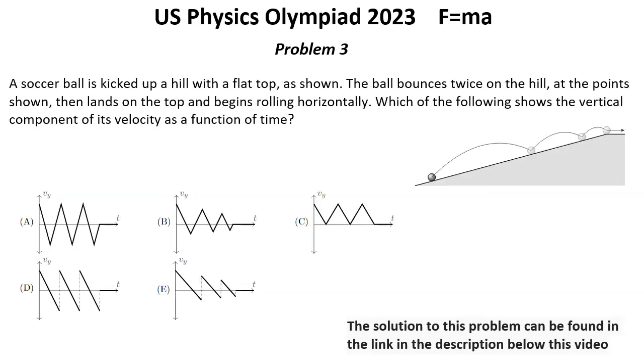Problem number 3. A soccer ball is kicked up a hill with a flat top as shown. The ball bounces twice on the hill at the points shown, then lands on the top and begins rolling horizontally. Which of the following shows the vertical component of its velocity as a function of time?